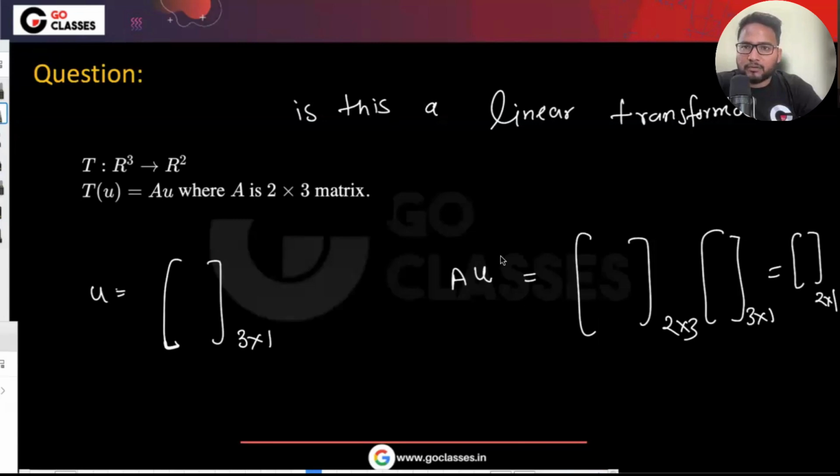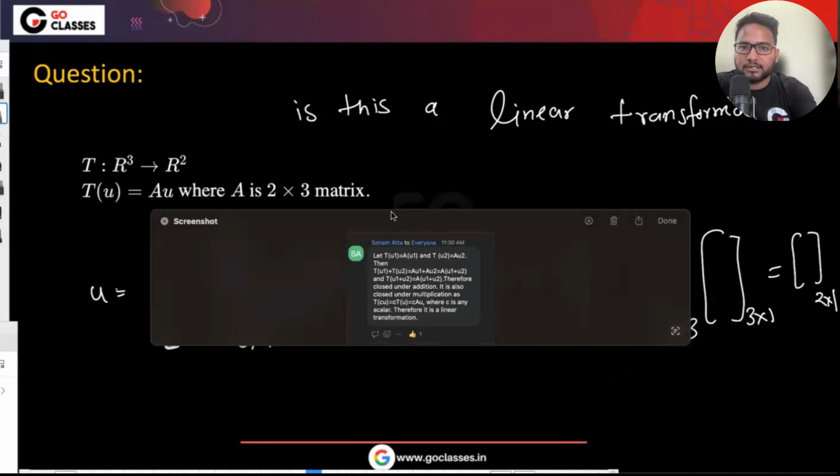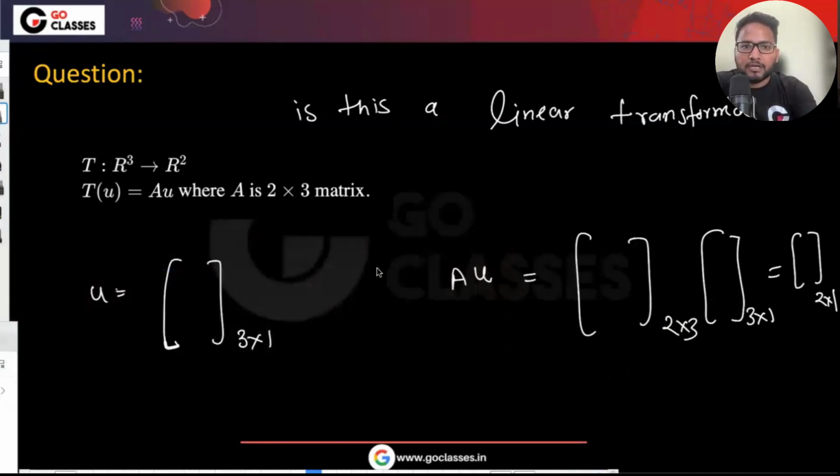Okay. So I think most of you are saying it is a linear transformation. Sonam has given a descriptive answer. This is very nice of her. So let me just paste that answer. So it is actually a linear transformation. Why is it a linear transformation? Because you just understand this.